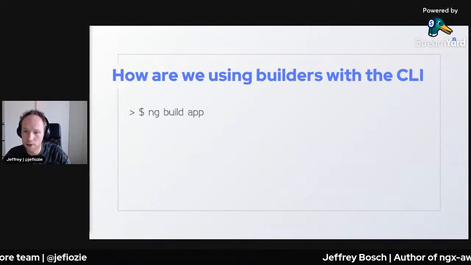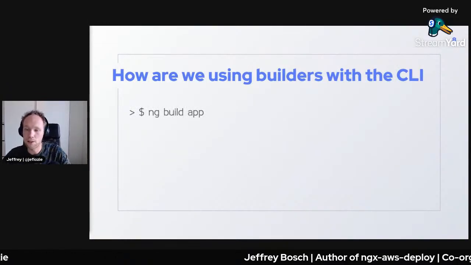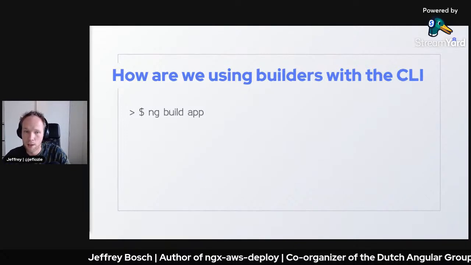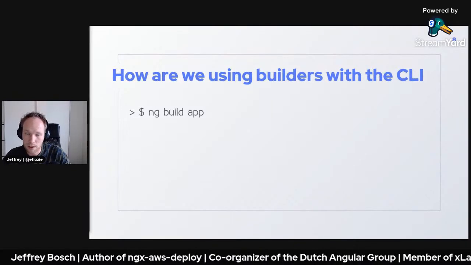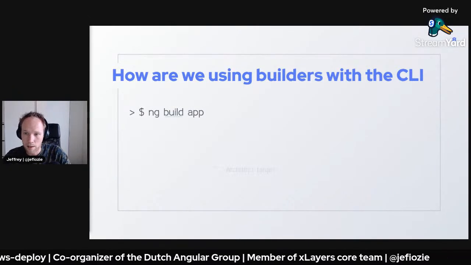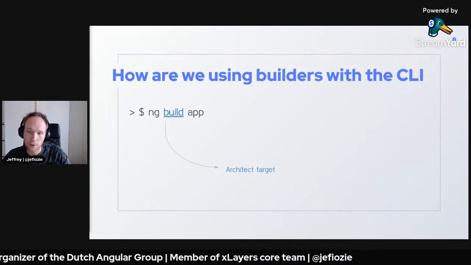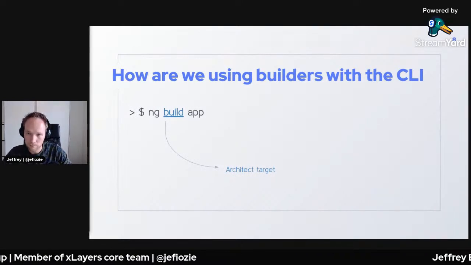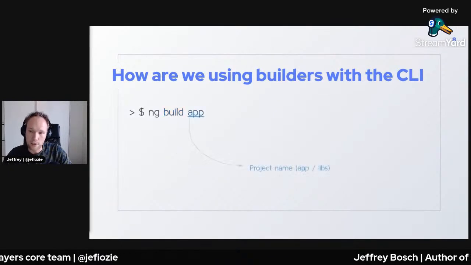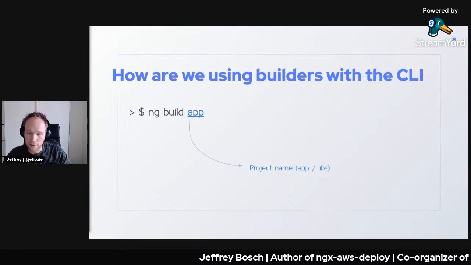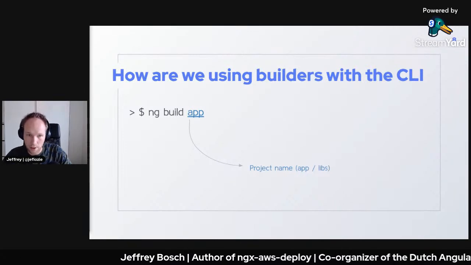So how are we using these builders? We already mentioned ng build app. That's basically what we do a lot of times a day, or ng serve. But there is a specific need for this and a specific way how this works. And ng build, the build part, is basically called within the CLI an architect target. And the other one is basically easy for us. It's the project name, and that's nine out of ten times the app or the libraries that we have.